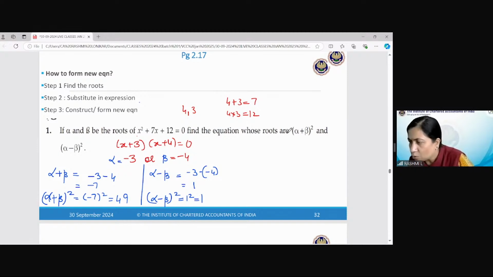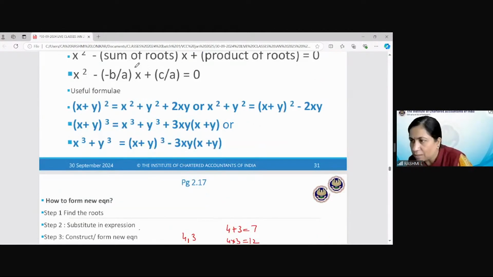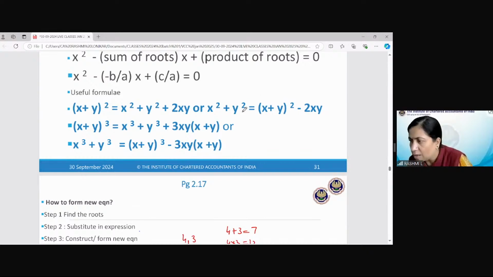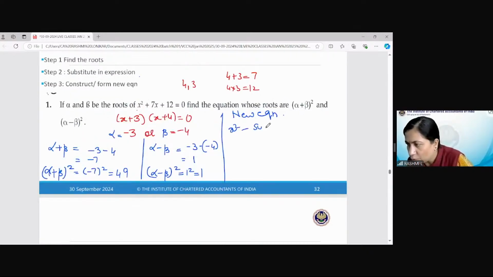अभी वो क्या बोल रहे हैं? Whose roots are alpha plus beta whole square and alpha minus beta whole square. Now the new equation. New equation is how much? X square minus sum of roots into x plus product of roots is equal to 0. अभी हमारे roots क्या क्या आ गए? New roots are 49 and 1.